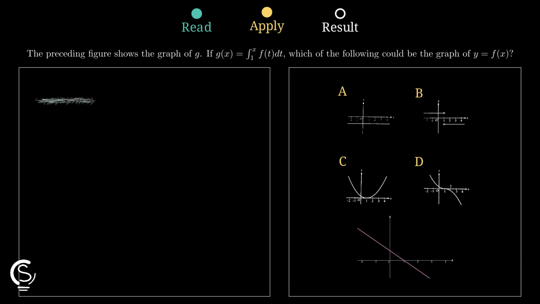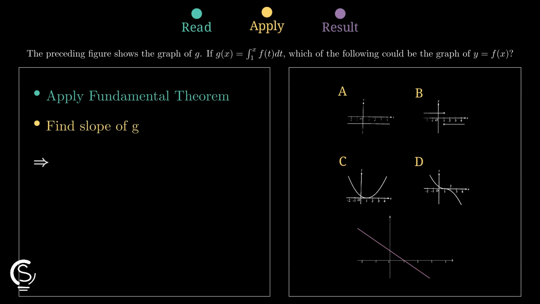Next, we look at the graph of g to find its slope. Since g is a straight line pointing downwards, its slope is constant and negative. That is our key for f. Since the derivative is a constant negative value, the graph of f is a horizontal line below the x-axis. Option A is correct.